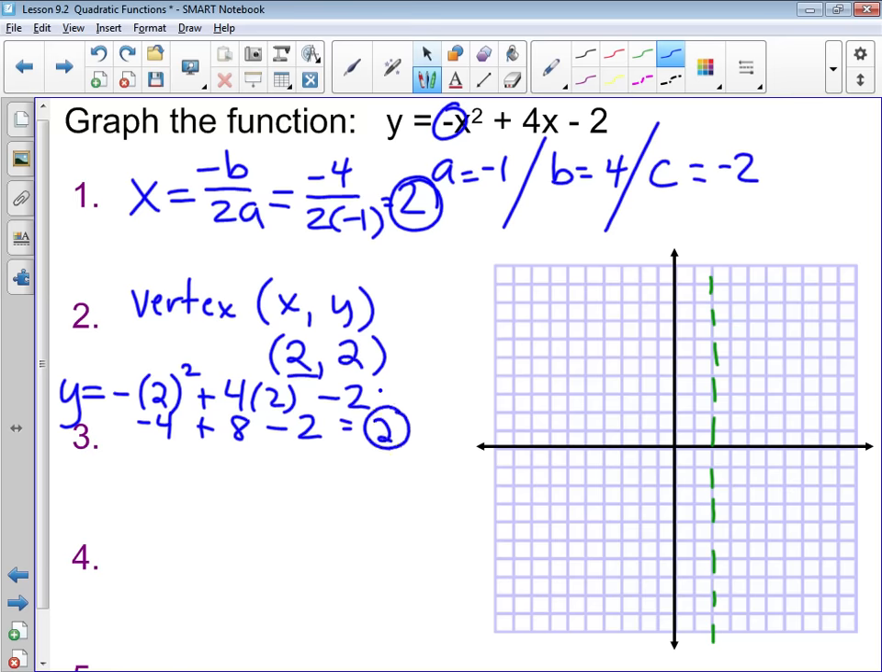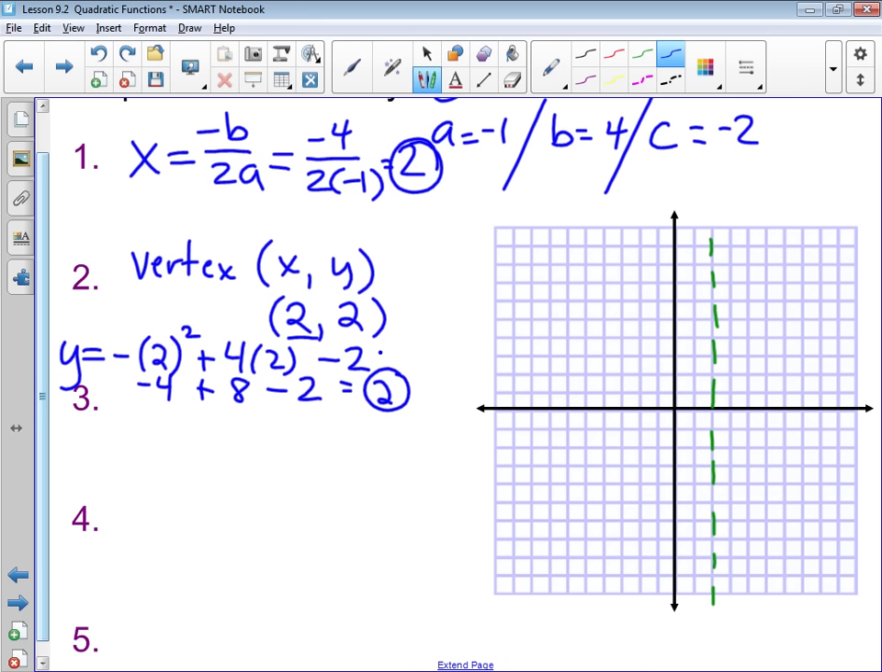So now you know the vertex is 2, 2, so I'm going to go right to my graph and graph it. 1, 2, 1, 2. There's my vertex.